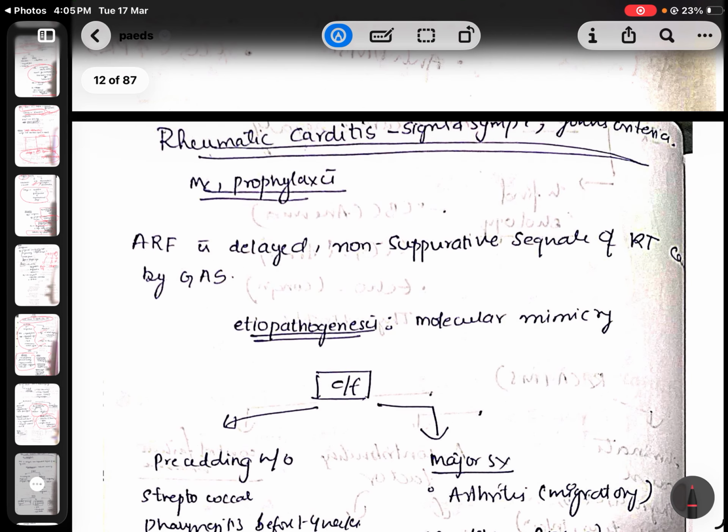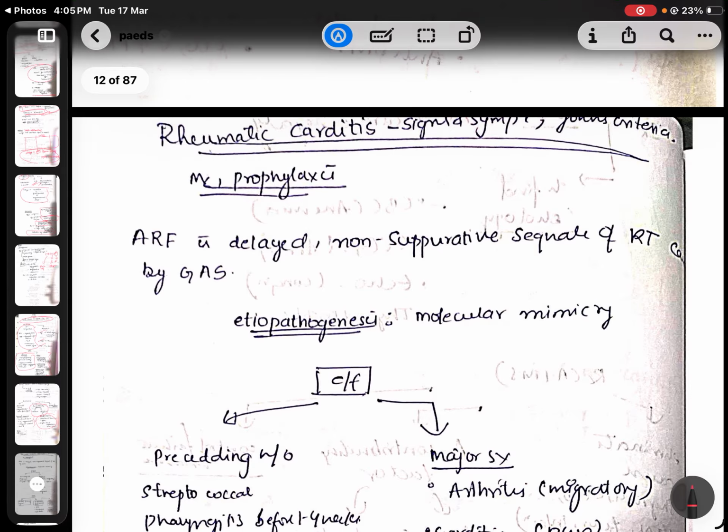Rheumatic carditis and infective endocarditis, especially rheumatic heart disease, is the core pediatrics part. And there's one favorite line which they say: rheumatic heart disease licks the joints and bites the heart. So the main core of the disease is to prevent a secondary attack. This is the core.